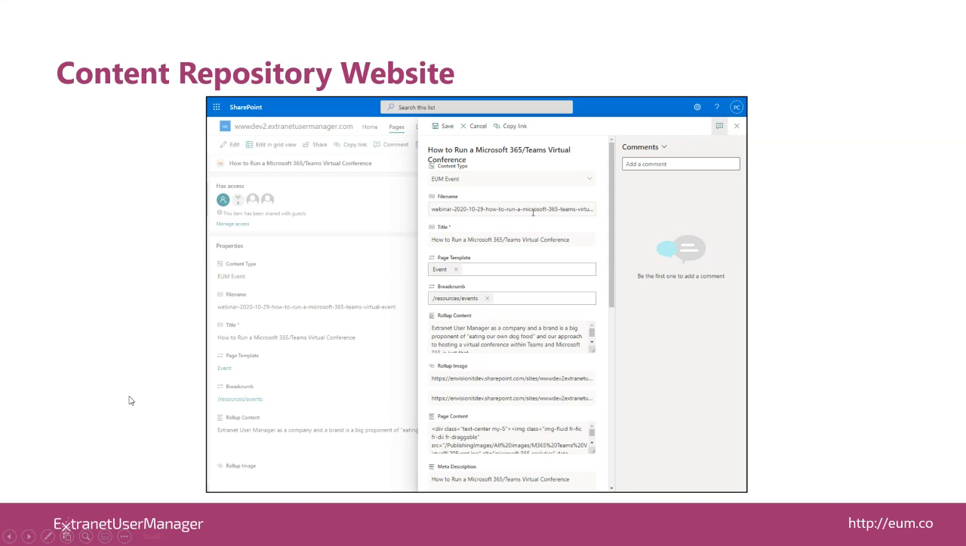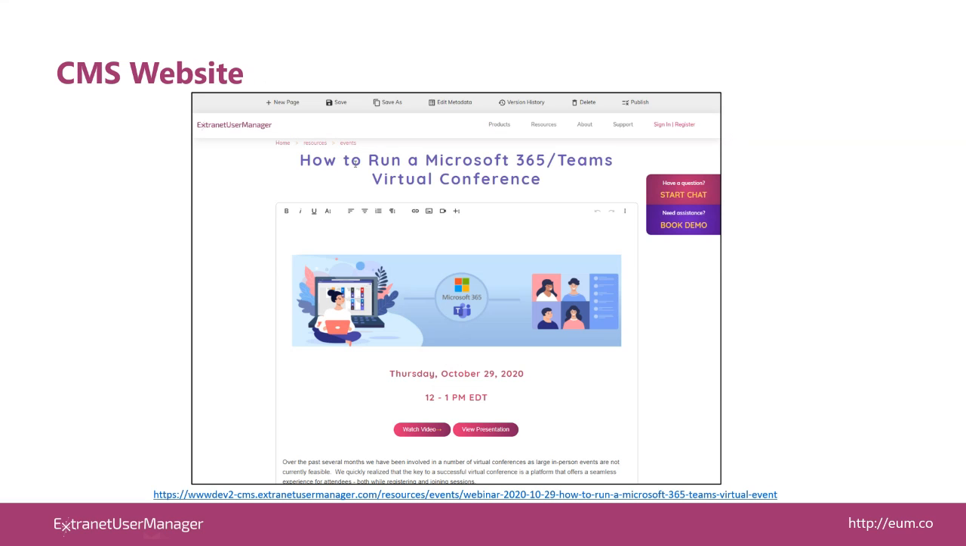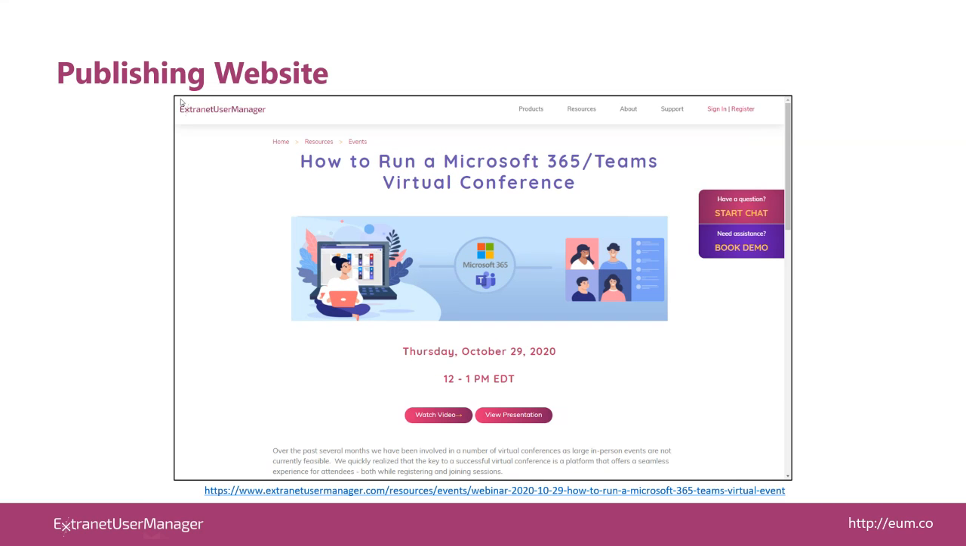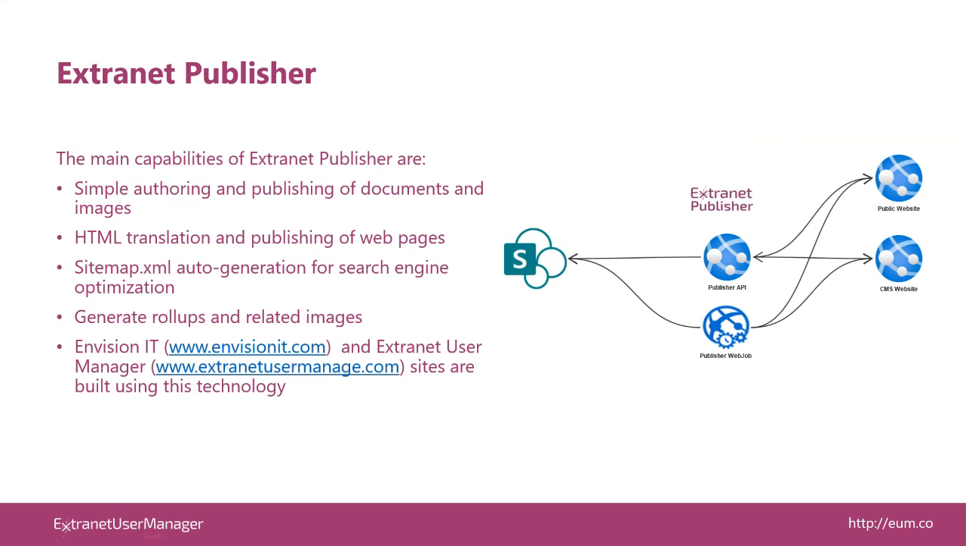So we've gone through the content repository. We've had a look at the CMS site, and we've looked at the publishing side of it. So if we come back to the extranet publisher part, what's actually happening through here is basically it's publishing the documents and images out. It doesn't do any translation right now on those.